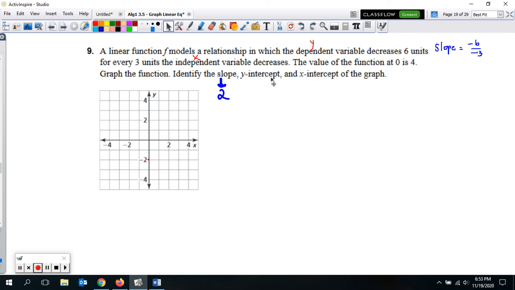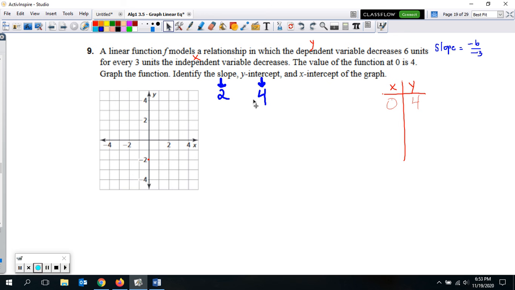The y-intercept, well, it says it right here that the value of the function at 0 is 4. So I do a little table of values. The value of the function at 0 is 4. So that would be a 0, 4 ordered pair. X would be 0 and y would be 4. And in that case, that would be our y-intercept. The y-intercept would be 4.